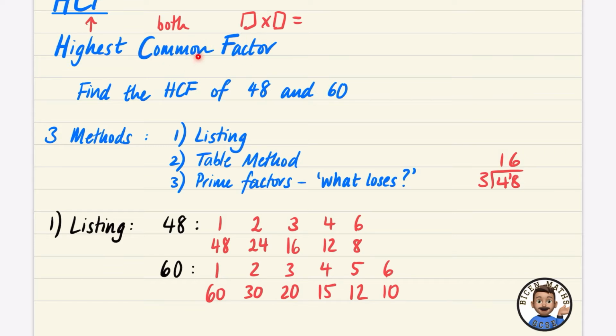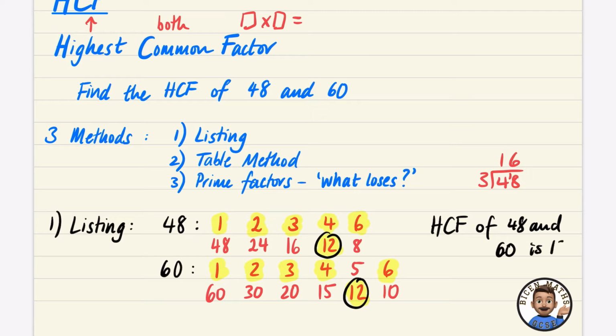We're now going to find the ones they have in common, and then we're looking for the highest one. So I'm going to begin by highlighting the ones they have in common. They've both got a 1. They've both got a 2. They've both got a 3. They've both got a 4. And they've both got a 6. It looks like they both have a 12, and I think that is all that we've got in common for these ones. So the one that is the highest common factor is going to be the 12. So the answer of the highest common factor of 48 and 60 is 12.